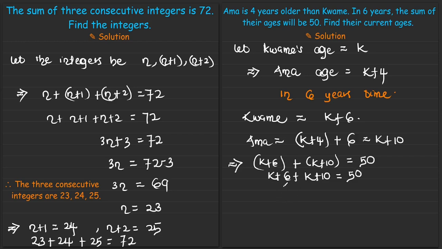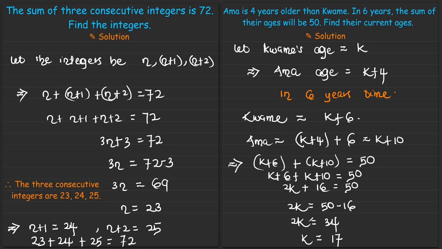We have k plus k, which gives us 2k. Then 6 plus 10 gives us 16. And it is equal to what? 50. Making k the subject, we have 2k equals 50 minus 16. So we have 2k equal to what? 34. Dividing both sides by 2, we have k being equal to what? 17. Remember, if we come back here, we said let Kwame's age be k.